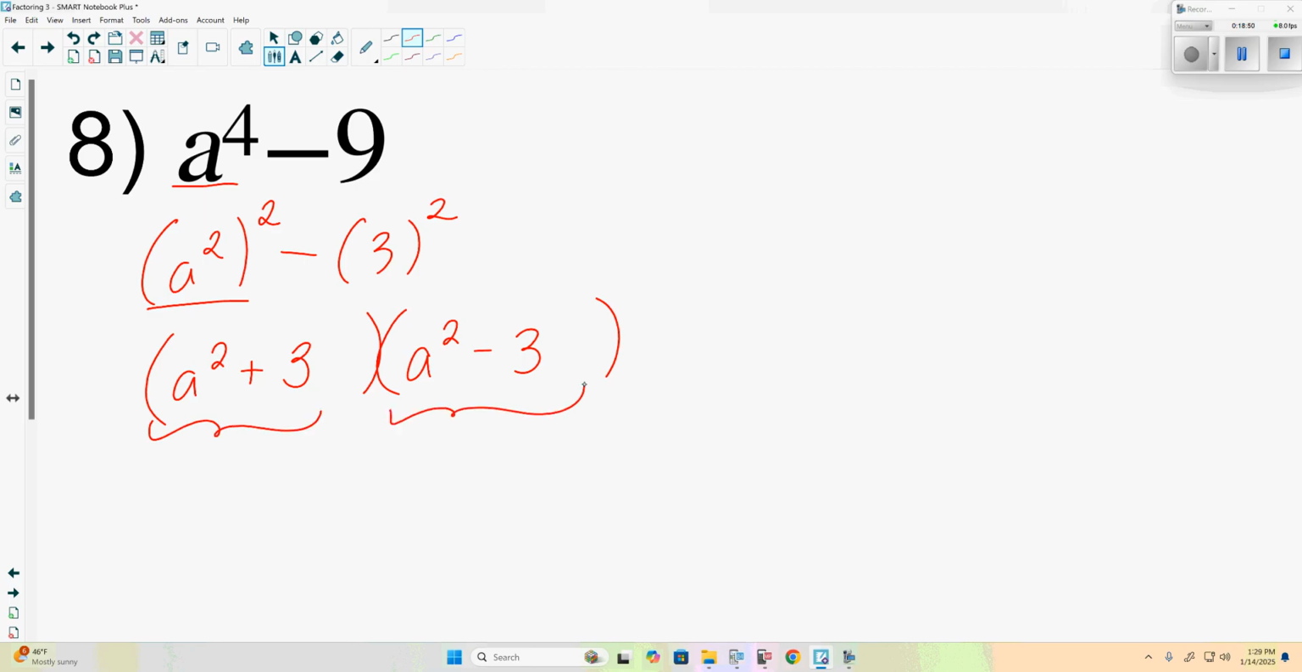Now this other one is a difference, but are both perfect squares? Well, a squared is, yes. Is 3 a perfect square? No. So that there is completely factored, because if we had a squared minus another perfect square, we could factor it again. Questions on this here?